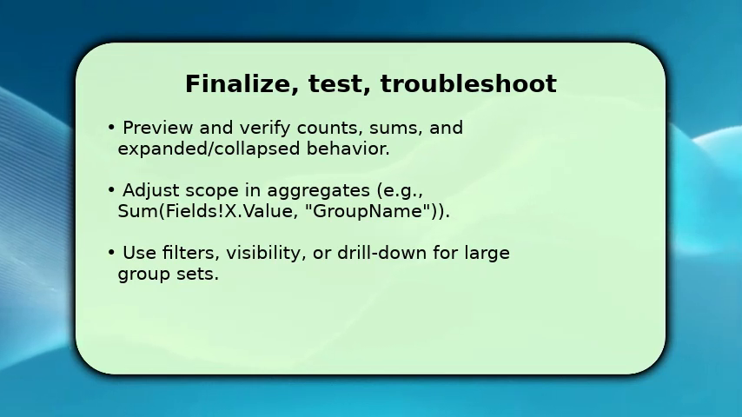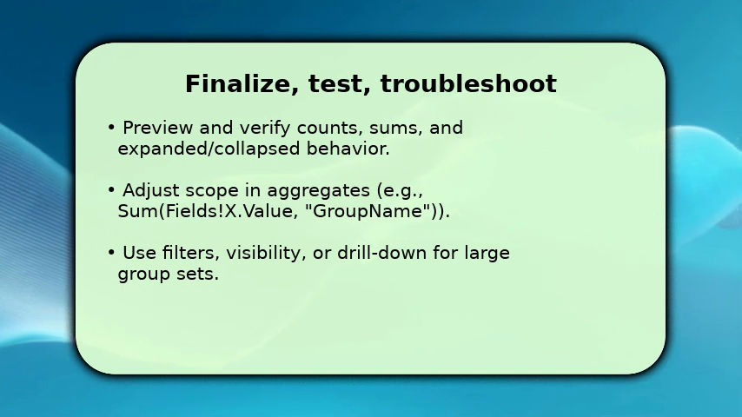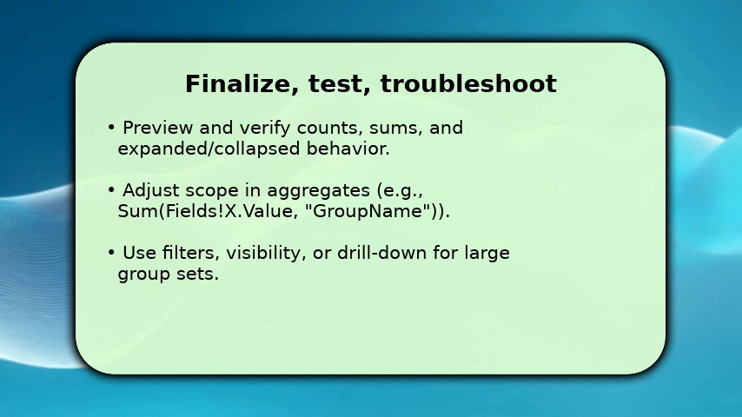If totals look wrong, confirm aggregate scope uses the group name, for example Sum(Fields!Amount.Value, "MyGroup"). Also verify filters applied at group level versus dataset level. Once satisfied, add toggles for drill down or set initial visibility.